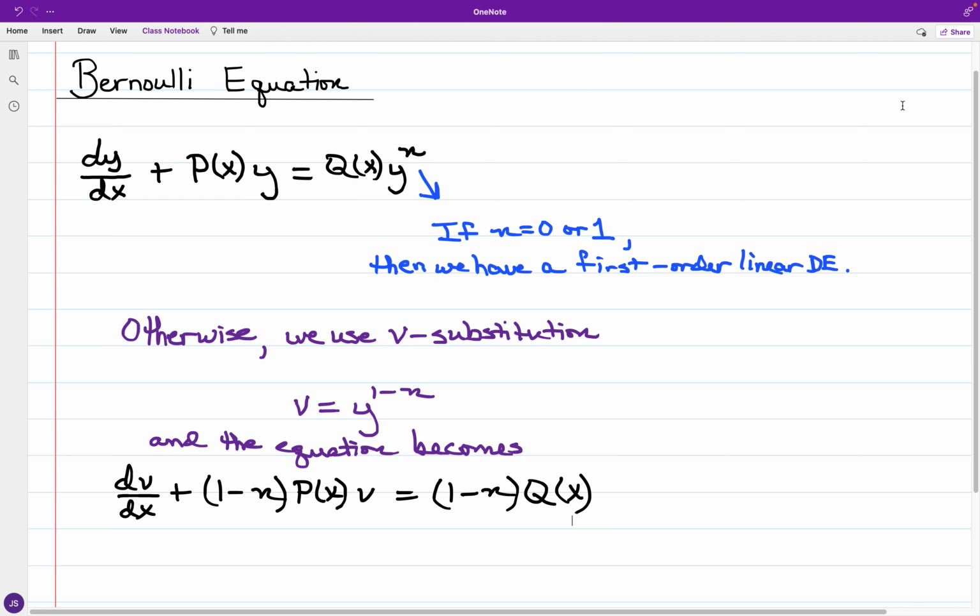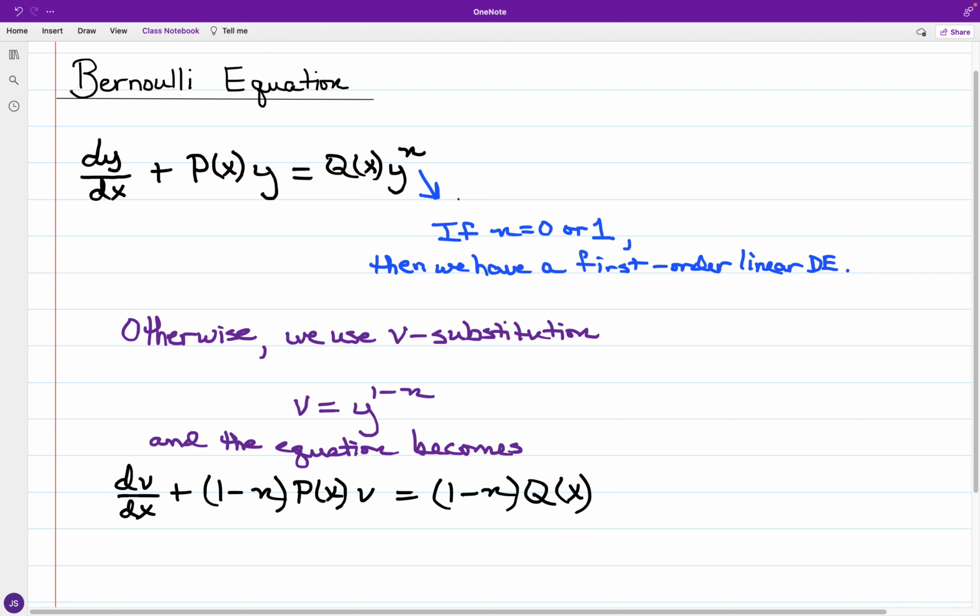And if we have that the degree to which y is raised on the right hand side, if we have that n is equal to 0 or 1, we're going to have a first order linear differential equation. But now if we have other situations, we're going to have V substitution arise. We're going to have that V is equal to y raised to the 1 minus n degree.